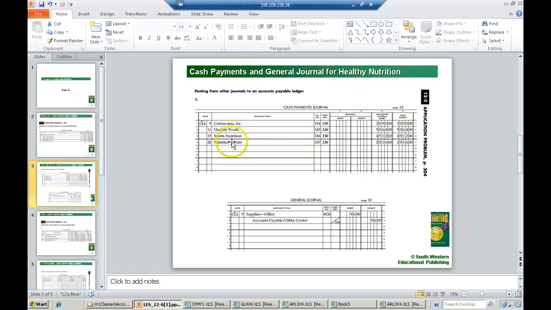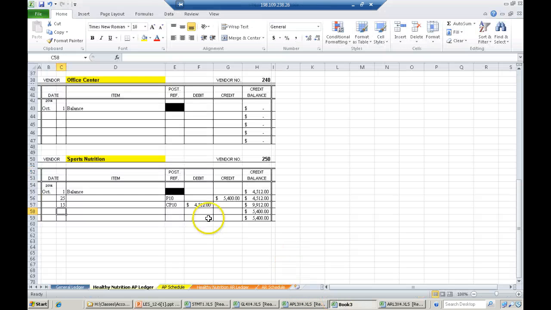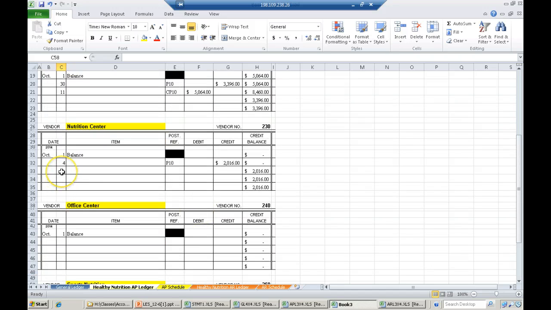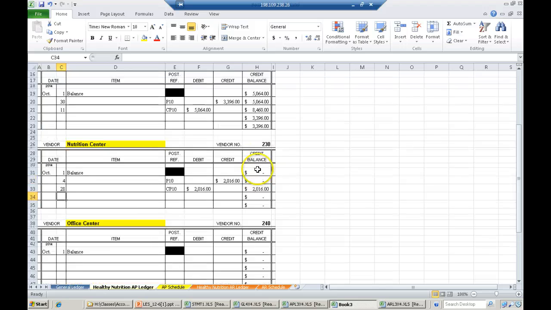Finally, Nutrition Center on the 28th for $2,016. On the 28th, we're paying them back, CP10, cash payments 10, page 10, $2,016. Again, now we owe them no money. We paid them back for what we purchased on account. Again, if you have these formulas set up, it does it automatically for you.